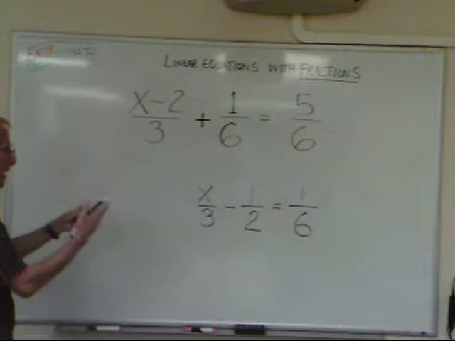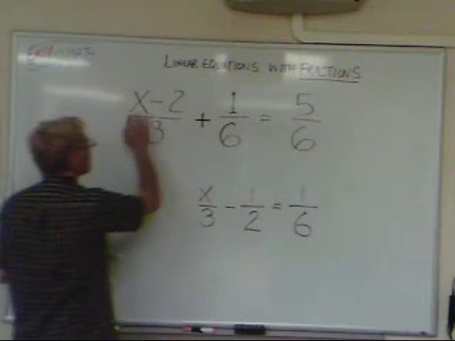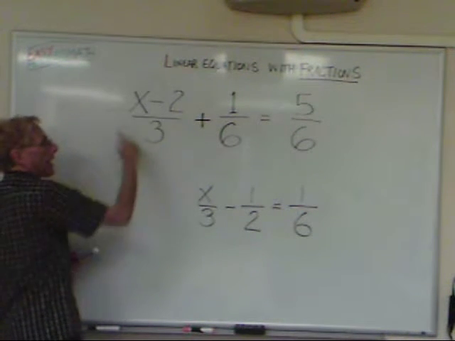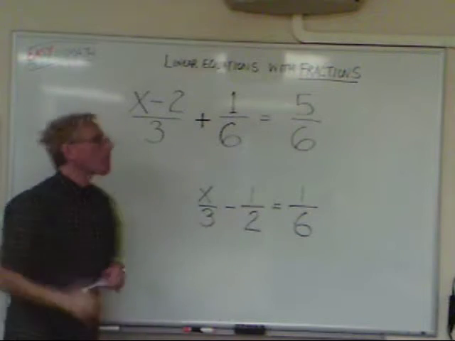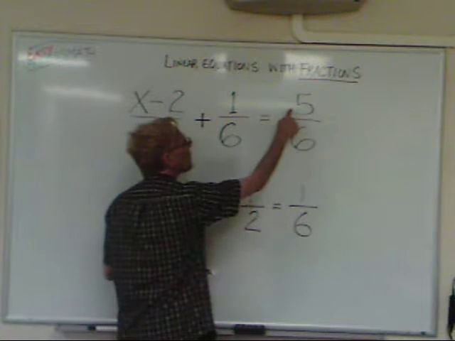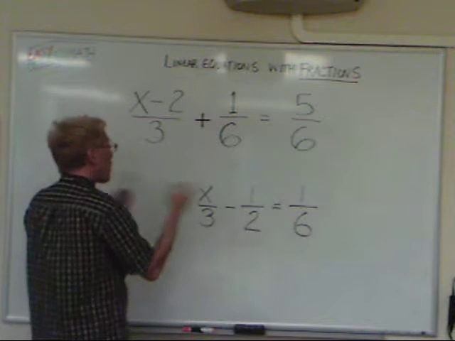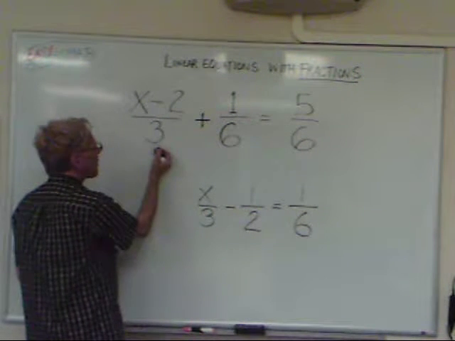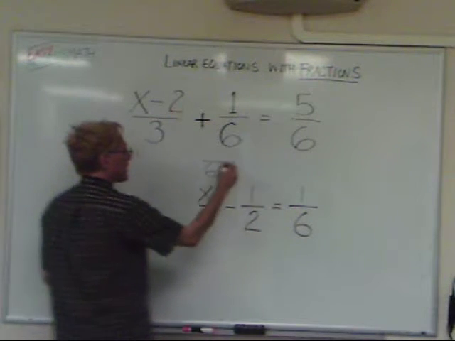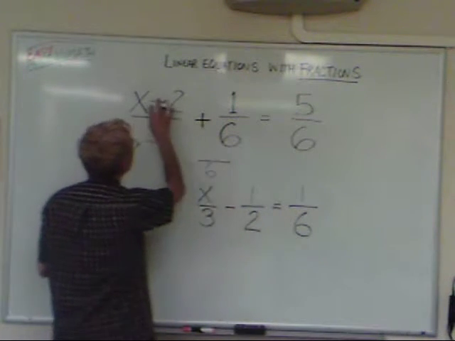So take a look what we're going to do. We're going to get a common denominator across all the fractions of my linear equation. Let's take a look. We have x minus 2 over 3. That's an algebraic fraction. Plus 1 over 6. That's a regular fraction. Equals 5 over 6. And we want to solve for that x. So what I'm going to do is get the common denominator for 3 and 6. And that would be 6. Notice I'm leaving room on that first one for what we have on top.